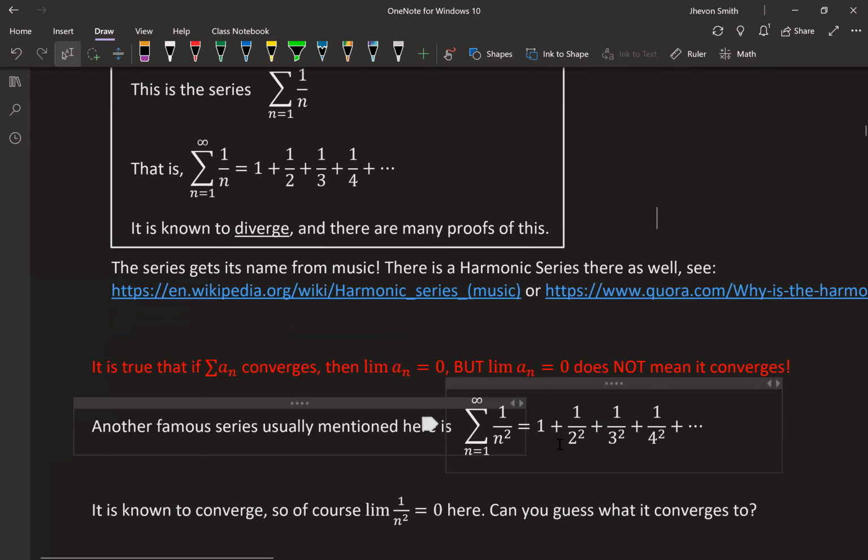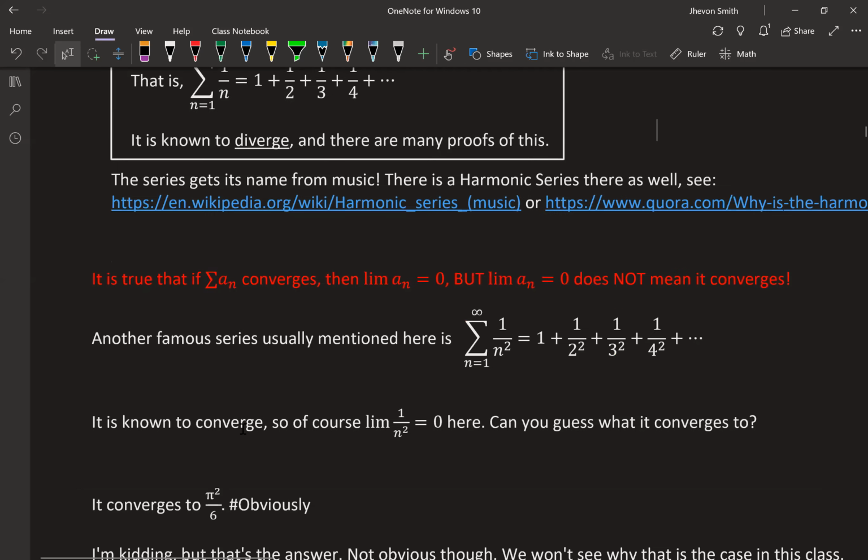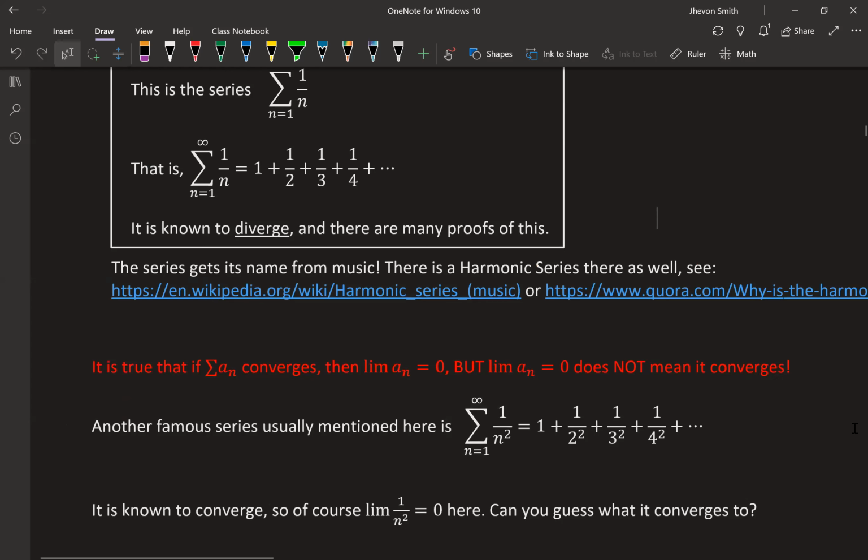So that's very important, right? Another famous one is this series, 1 over n squared. This one is known to actually converge. However, we don't know that by this test. This equals 0 here. Can you guess what this guy converges to? Like if I take 1 plus 1 over 2 squared plus 1 over 3 squared plus 1 over 4 squared, if I'm adding all these fractions, someone give me a guess as to what it's going to add up to.